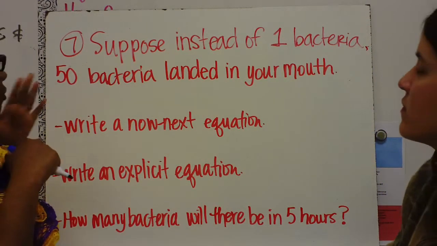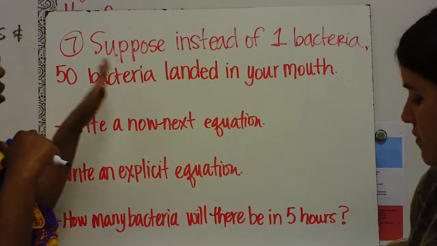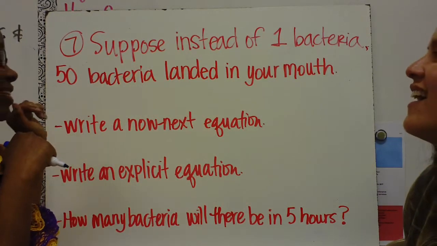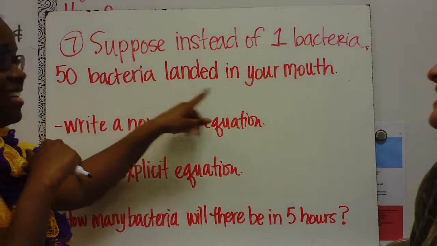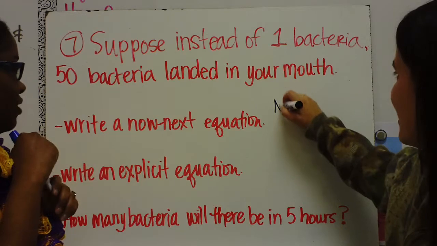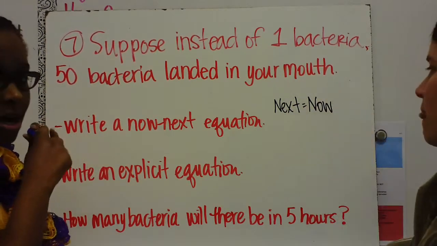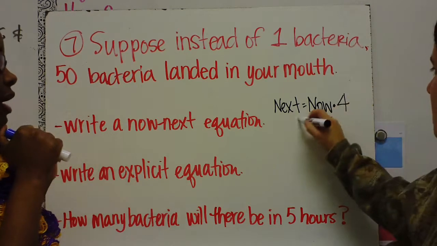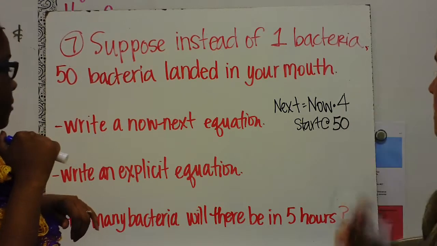Alright, so now we've kind of altered the example, and we're going to do another one with you. Suppose instead of starting with 1 bacteria, you start with 50. Start with 50 bacteria in your mouth. So we're going to first write the now next equation. Nothing has changed about our common ratio. It's still the same problem. We're just starting with a different amount. So now equals next times 4. This time we're starting at 50.